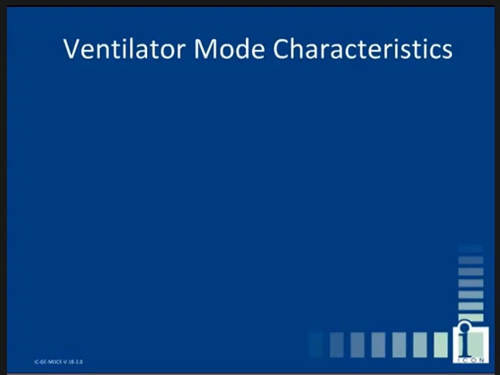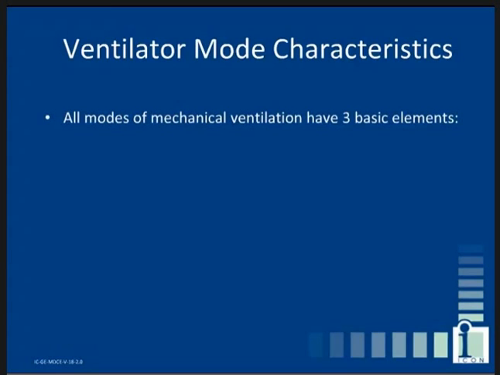Some ventilator modes may have unique features and settings. However, all modes of mechanical ventilation have three basic elements. Delivery of gas flow. This gas flow provides a volume, and a volume trapped inside an elastic structure such as the chest creates a pressure. Modes may vary by delivery of a different gas flow, targeting a volume versus a pressure, the time the volume or the pressure is maintained, and more.